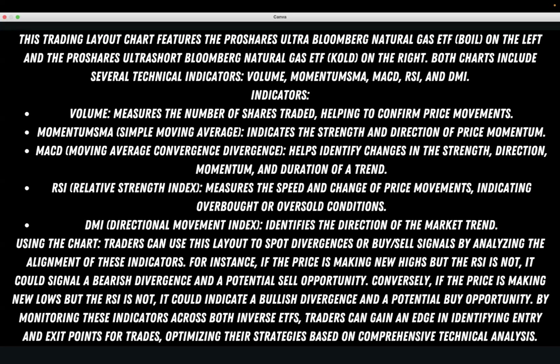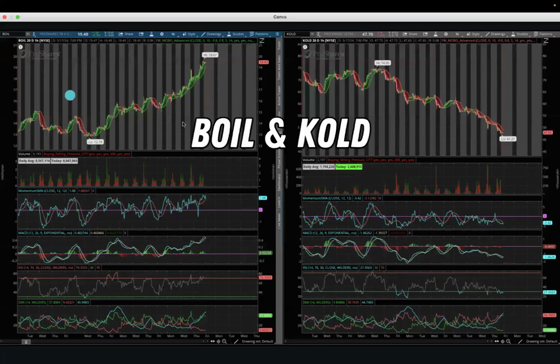We have the momentum SMA indicator. This basically just indicates the strength and direction of price momentum. So that's going to be the second one here. All right, we've got the buying, selling pressure, volume candles here. Then we've got the momentum SMA. And so the SMA is going to be the red line here.